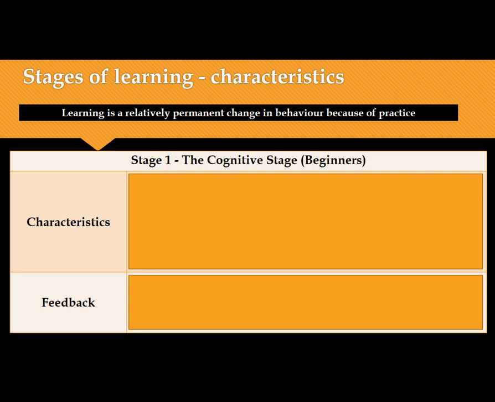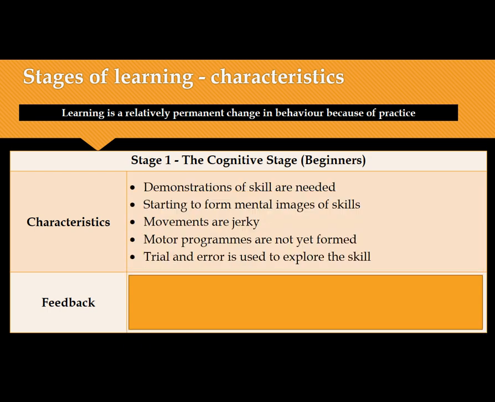So let's have a look at our performers. So stage of learning, we all go through different stages of learning with whatever we are doing, and we all have to start at stage 1, which is the cognitive stage. Think about cognitive, having to think about it in your brain, the beginning stage. Now these performers need lots of demonstrations from elite performers, from coaches, from other peers who are better than them, and they only just start to form mental images of skills, and that's what the demonstration allows them to do.